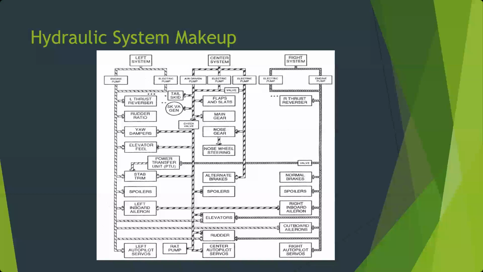So this one has a power transfer unit as well to allow the right system to power the left, or more specifically, it allows the right system to power the left system, like the stab trim, stabilizer trim, because that's so important, which is more technically part of the left system.